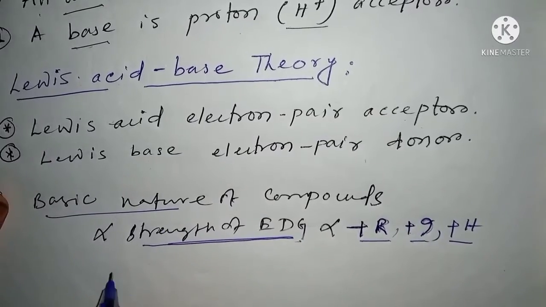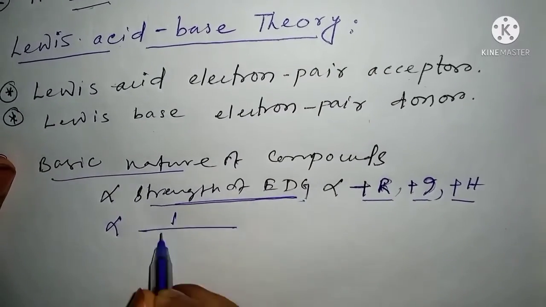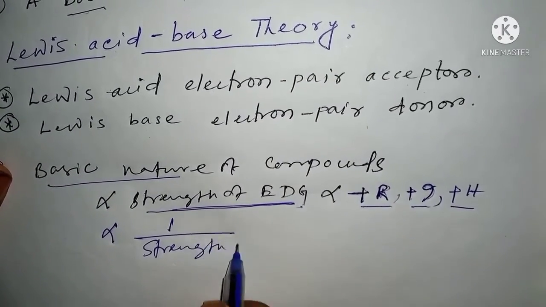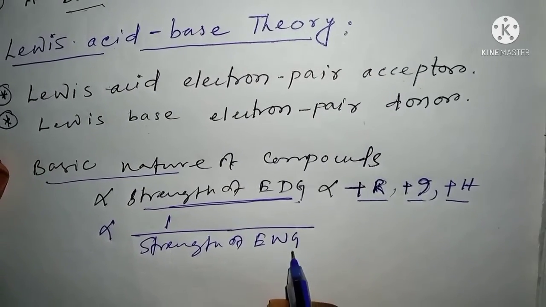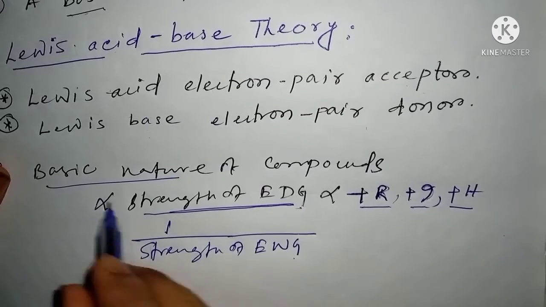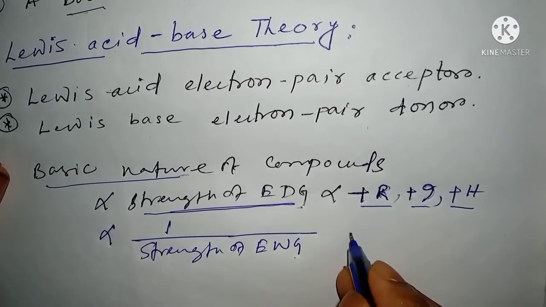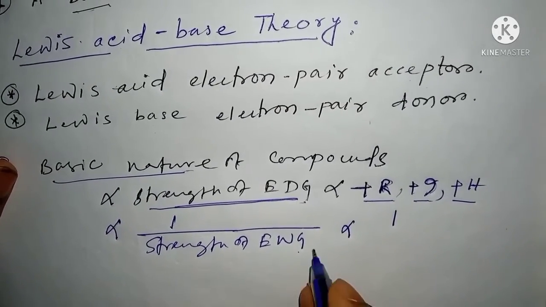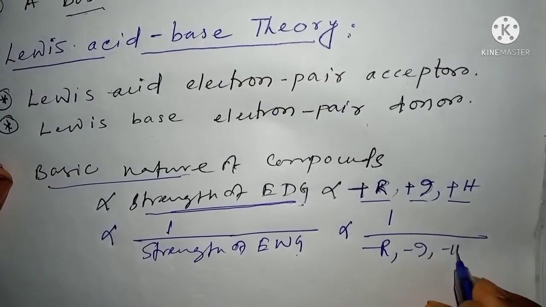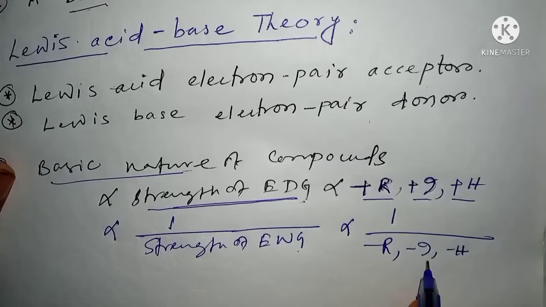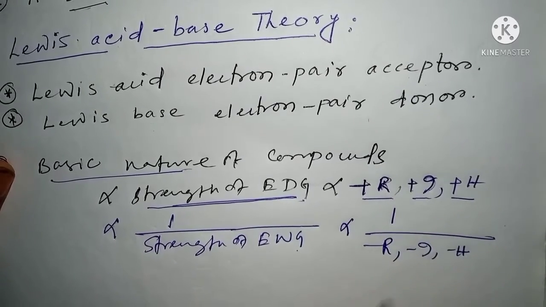Now second, the strength of the electron withdrawing group. If the strength of the electron withdrawing group increases, then basic strength decreases. It is the reverse. Basic strength is inversely proportional to the strength of the electron withdrawing group, meaning minus R, minus I, minus H, that means resonance, inductive effect, and hyperconjugation effect. Now example.